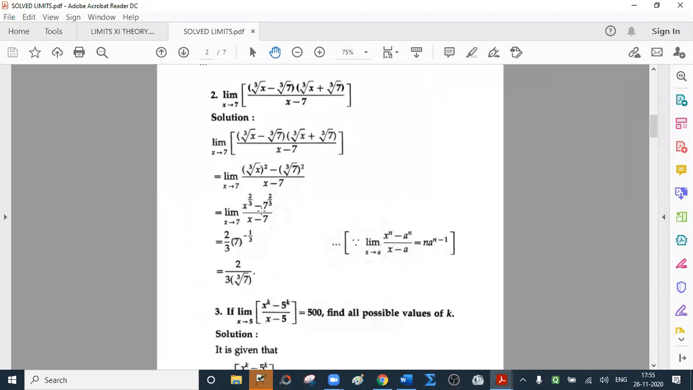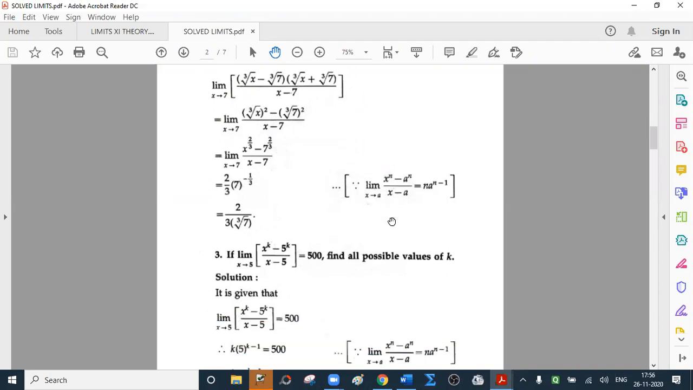Now, the function is of which type? X raised to n minus a raised to n upon x minus a. So what is the answer? N a raised to n minus 1. That is 2 upon 3 into 7 raised to 2 upon 3 minus 1, that is minus 1 by 3. So this is the final answer. Or you may say, evaluate the limit for this part, because there is a plus sign, and just write this as x raised to 1 by 3 minus 7 raised to 1 by 3 upon x minus 7. No problem. That is also correct. But here they have multiplied and written the function in that form only.